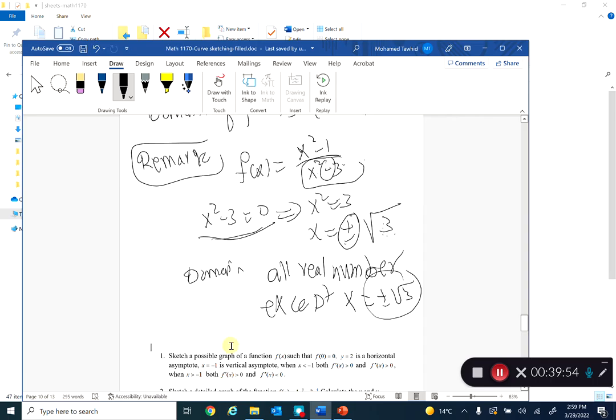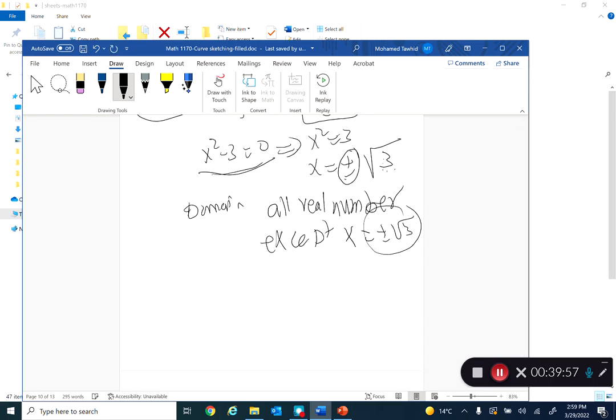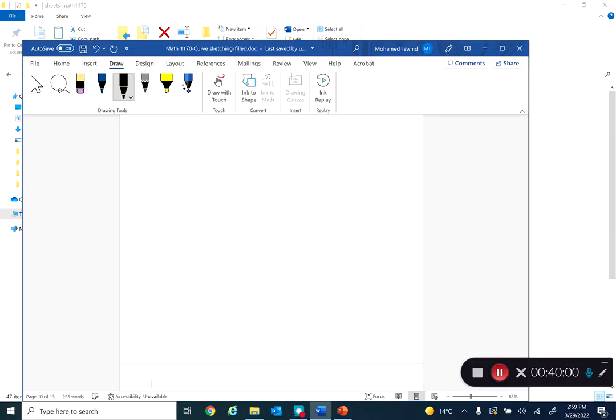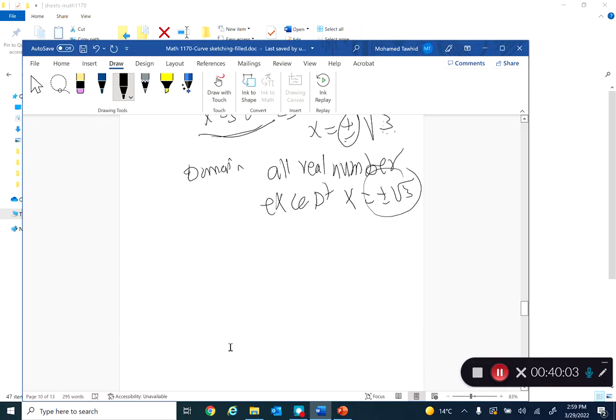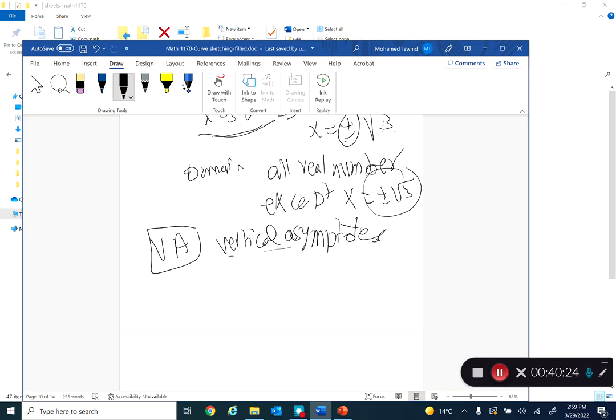If I ask you, do you have a vertical asymptote? Let me explain. How do we get the vertical asymptote here? Vertical asymptote means you have a vertical line. How do we get a vertical line? Is it x equal constant or y equal constant? It is clearly x equal constant. When x equals a, that is a vertical line. So vertical asymptote means x equals a.